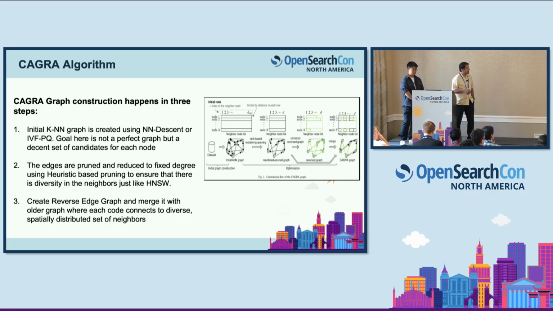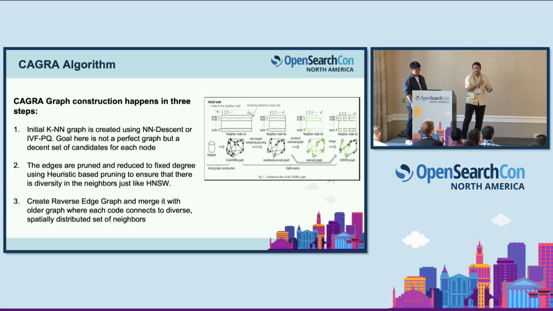In CAGRA, graph construction happens using a 3-step process. The first step is to build an initial KNN graph, where you are saying, hey, these are my nodes and these are the nodes which are closer to this particular node. CAGRA uses two graph build algorithms: one is NN descent and the other is IVF PQ. Both of them have their own pros and cons. But the main goal of building this graph is that we don't want to build a perfect graph; we just want to build a decent graph. You'll get to know why that's the case, because in the next step we are optimizing those graphs.